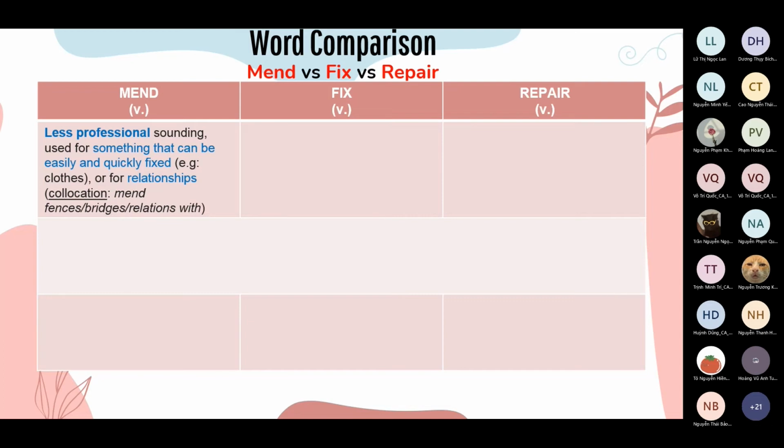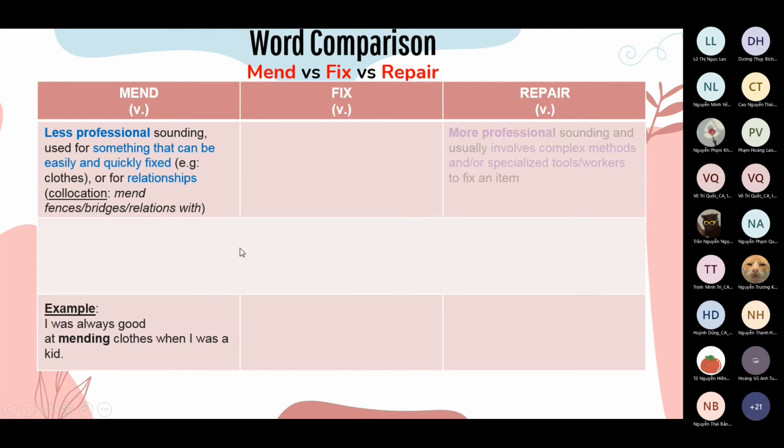Another usage is for relationships. So here we have the collocation mend fences, mend bridges, mend relations with, which means the same as to mend a relationship with somebody. For example here, I was always good at mending clothes when I was a kid.